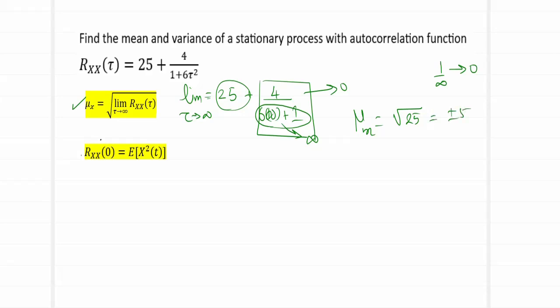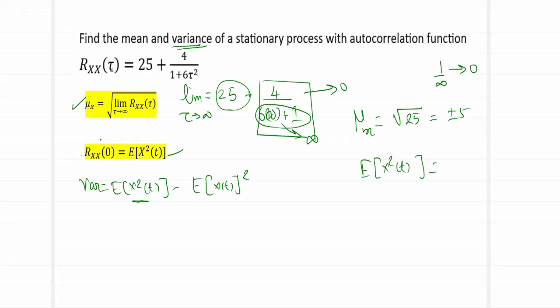Now moving on to the variance part. How to get your variance? Variance is given by E of x square of t minus E of x of t, the whole square. So we will have to find the E of x square of t, which is given by rxx of 0. So wherever we have tau, we will have to put tau as 0. So this E of x square of t will now take 25 plus 4 divided by 1 plus 6 times 0. So this will become 0. 1 plus 0 makes it 1. So it will be 25 plus 4 divided by 1. So now this will make it 29.